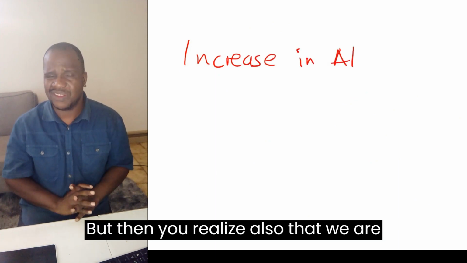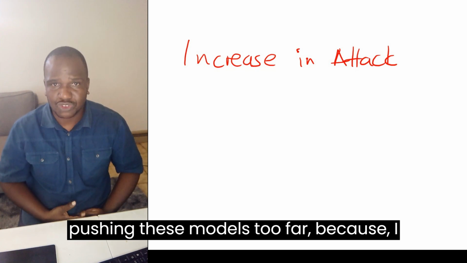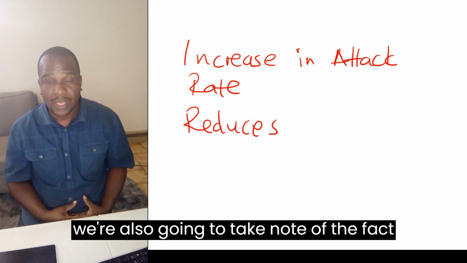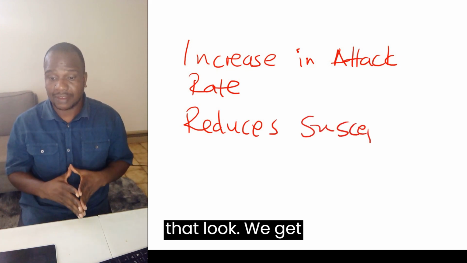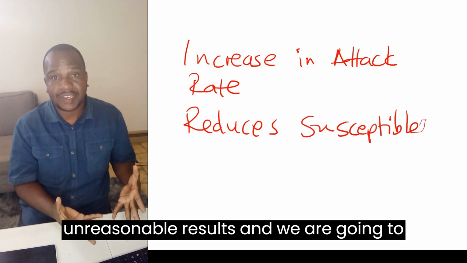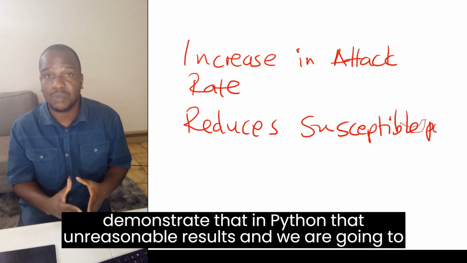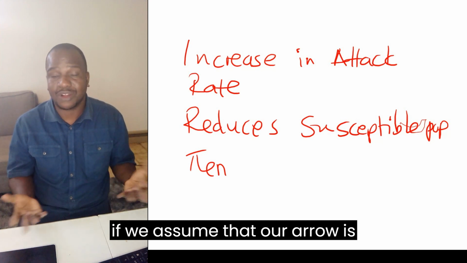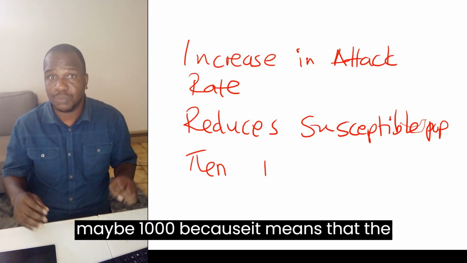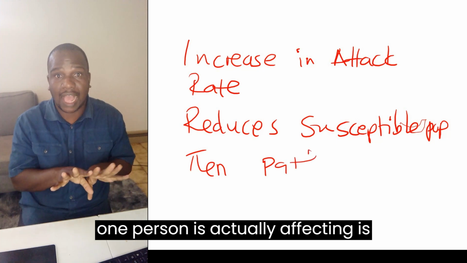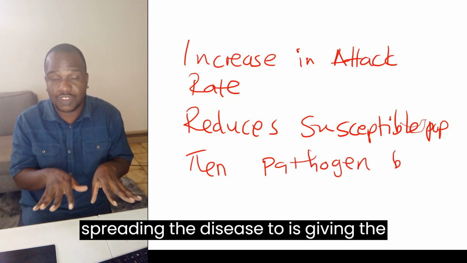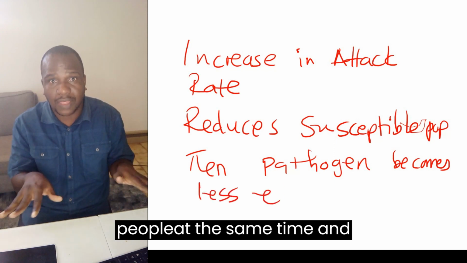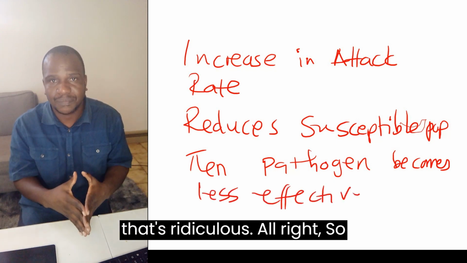All right. But then you realize also that we are pushing these models too far, because if we push this SIR model too far, we are going to take note of the fact that we get unreasonable results. And we are going to demonstrate that in Python, that if we assume that our R naught is maybe 1,000, it means that one person is spreading the disease to, passing the disease to 1,000 people at the same time. And that's ridiculous, all right?